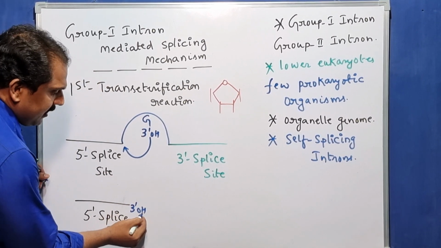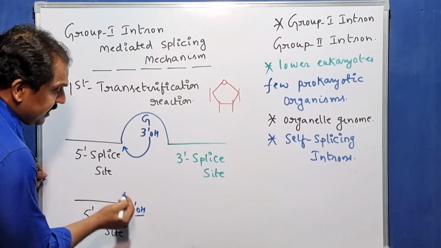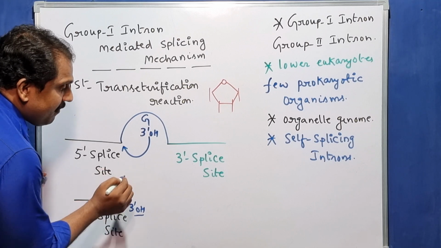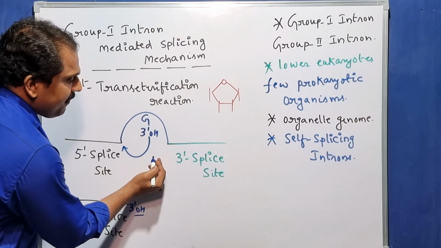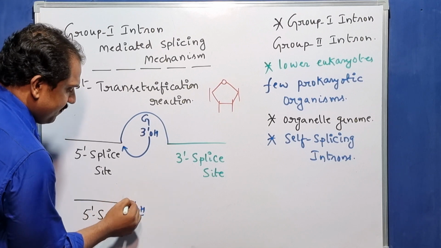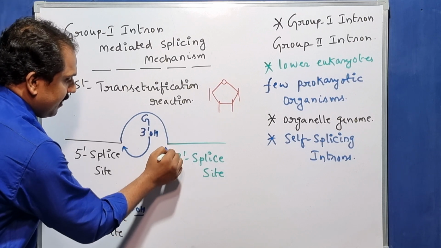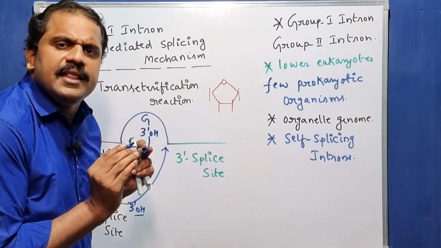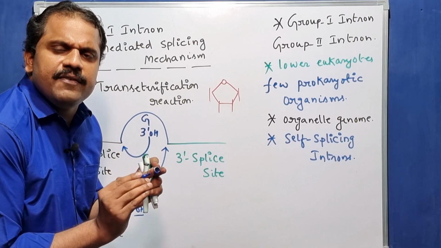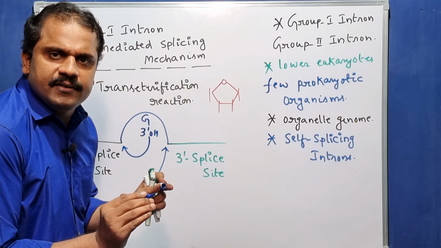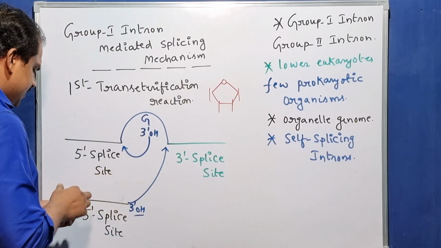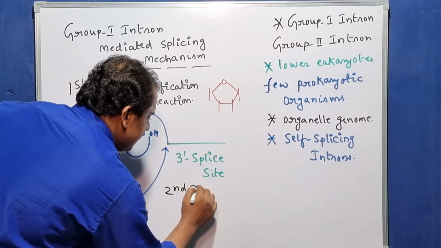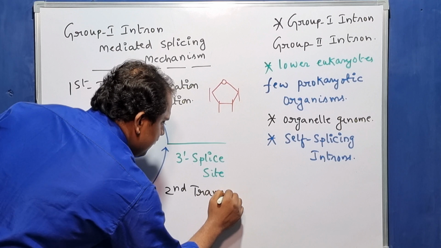Now the free 3' hydroxyl group which was generated during the nucleophilic cleavage is responsible for inducing one more nucleophilic attack. So the 3' hydroxyl group is responsible for inducing the nucleophilic attack or cleavage at the 3' splice site. Is it clear? So here it is the second transesterification reaction.